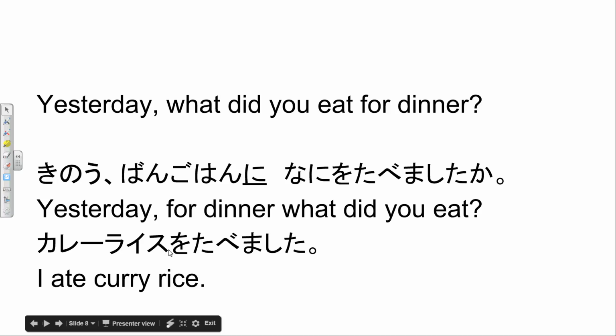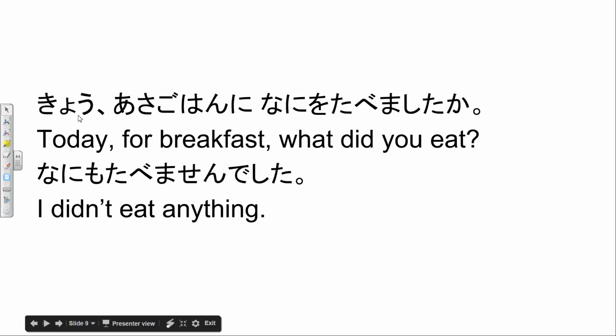Kare rice o tabemashita. This is a katakana word. That's why it's in katakana. It's borrowed from English. Kare rice is how you pronounce that. Kyo. Asa gohan ni nani o tabemashita ka?